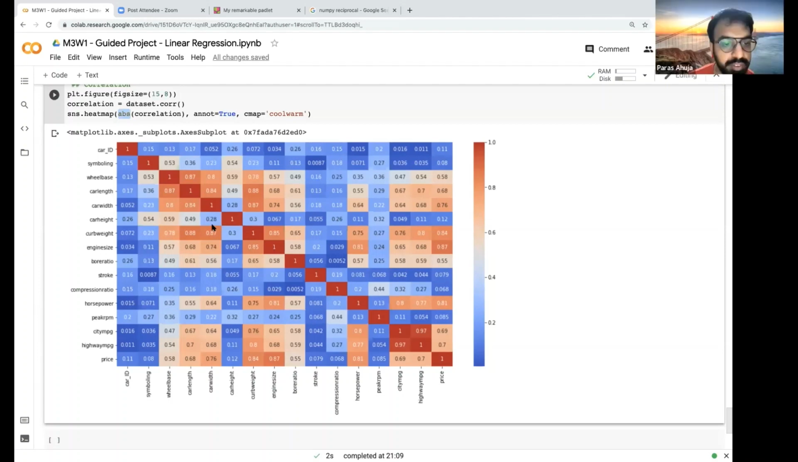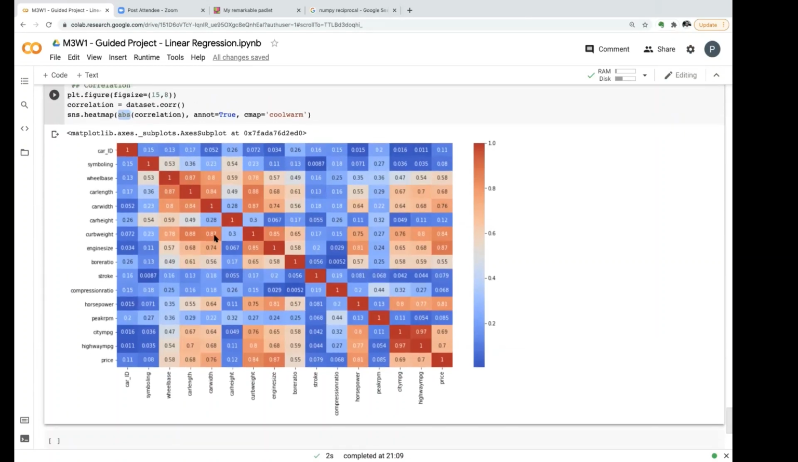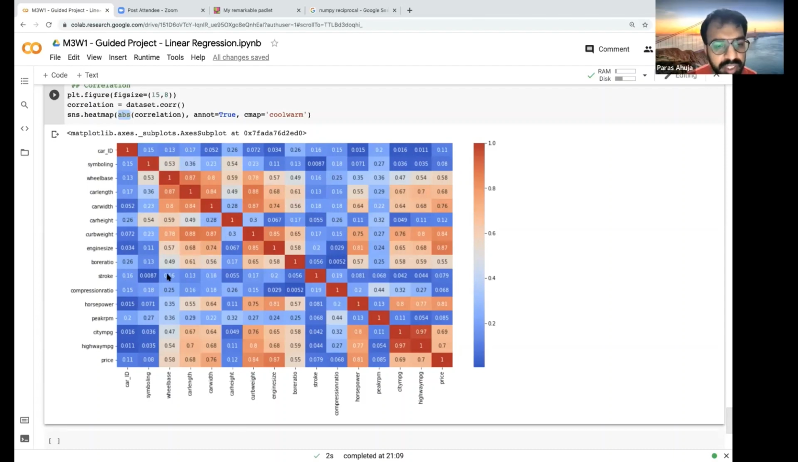There is car weight. Curb weight, I guess, is something like 0.88, right after 0.84. So Paras, could we remove stroke and compression ratio while predicting the price, as their correlation is very low? Yes, only the correlation is coming 0.079 and 0.068.